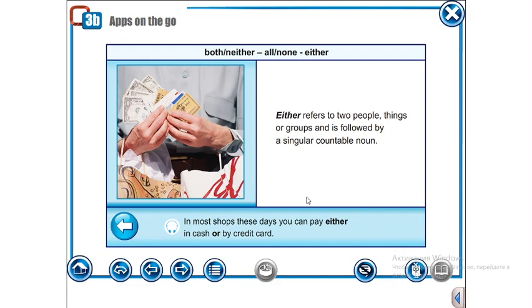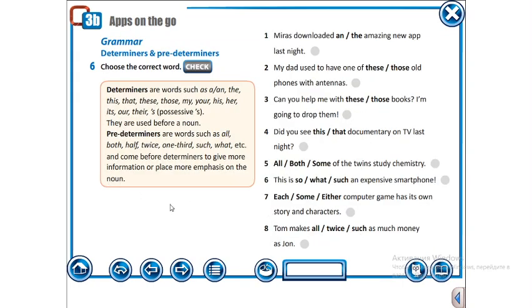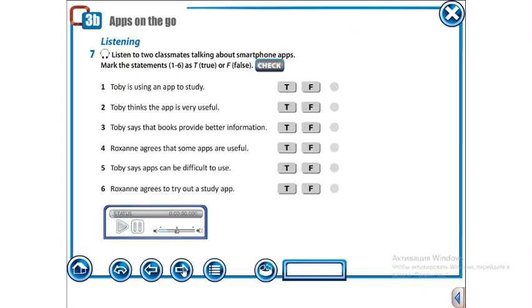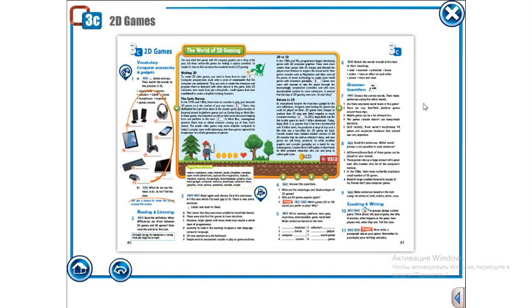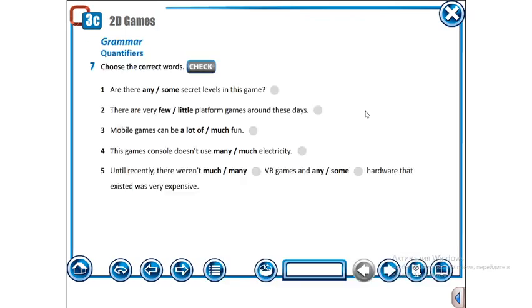So that is what is connected with determiners. After studying this rule, your task will be exercise number 6. Choose the correct word. And now the next theme is quantifiers. Quantifiers we studied with you from 6th to 9th form, and now it is a revision.